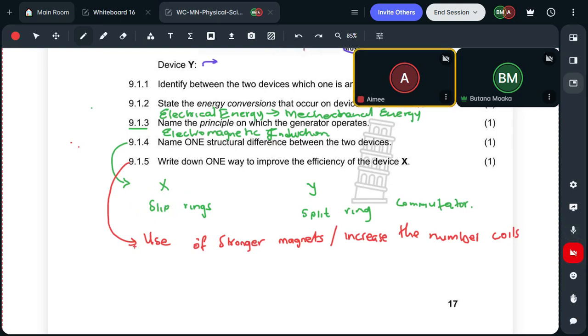Sorry, could you also answer this question and say to move the coil faster, or is that not right? I'm not sure about that, but I can definitely confirm that for you, okay? Okay, thank you.